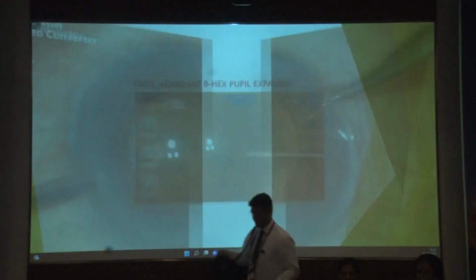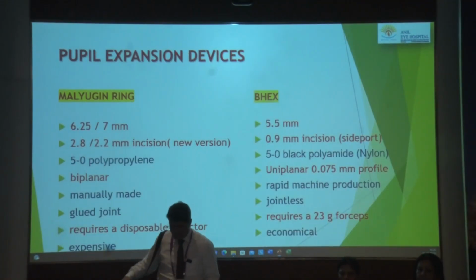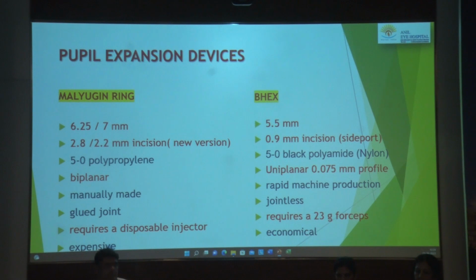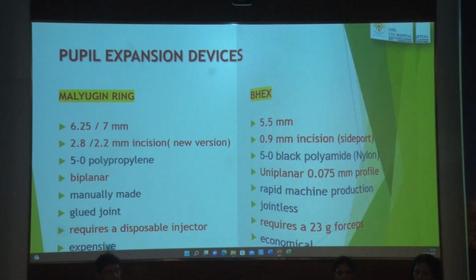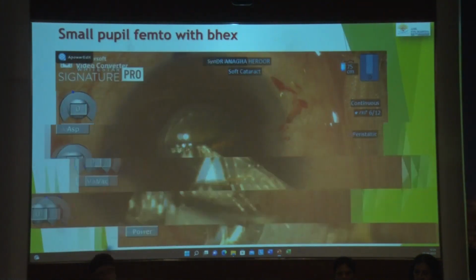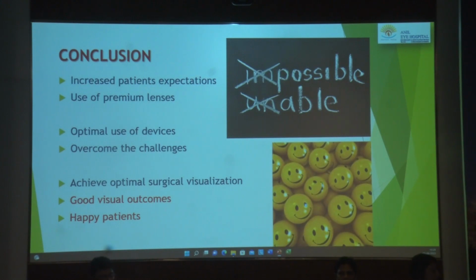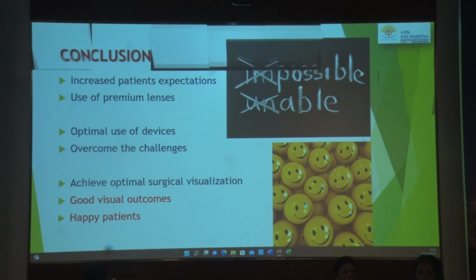Yes. So just going to the end, if you compare Malyugin ring with BHEX, it's not just the cost that is different, but because the BHEX is jointless and uniplanar, it works really well, but it takes a little learning to it. So once you do a few cases, you will really do well. So just to conclude, in all these pupillary expanders and cases of small pupil, you need to really plan your surgery in advance to get very good visual outcomes. Thank you so much for your kind attention.